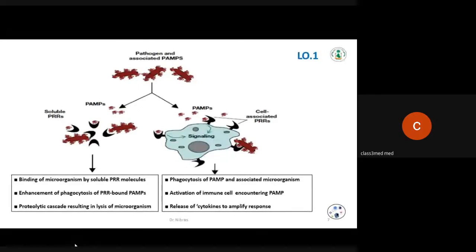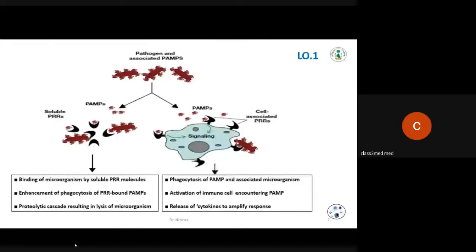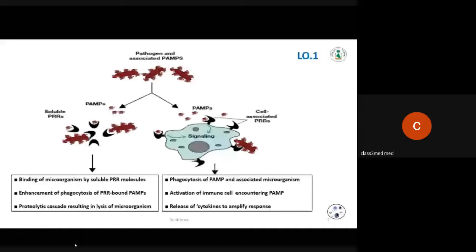These pattern recognition receptors may be soluble, present normally in the body, like, for example, complement. Also, there are receptors on the immune cell associated with the pathogen-associated molecular pattern, and they will proceed in elimination of these foreign substances or pathogens.